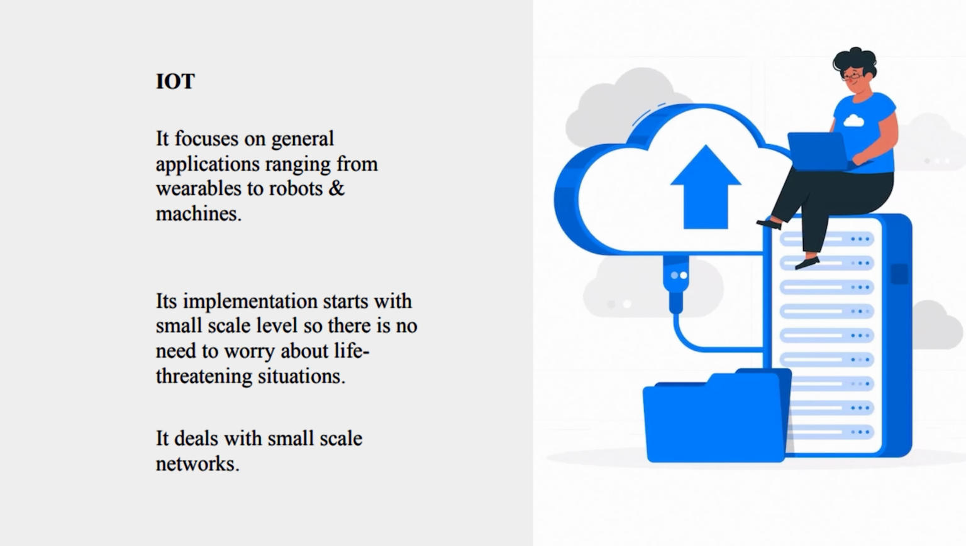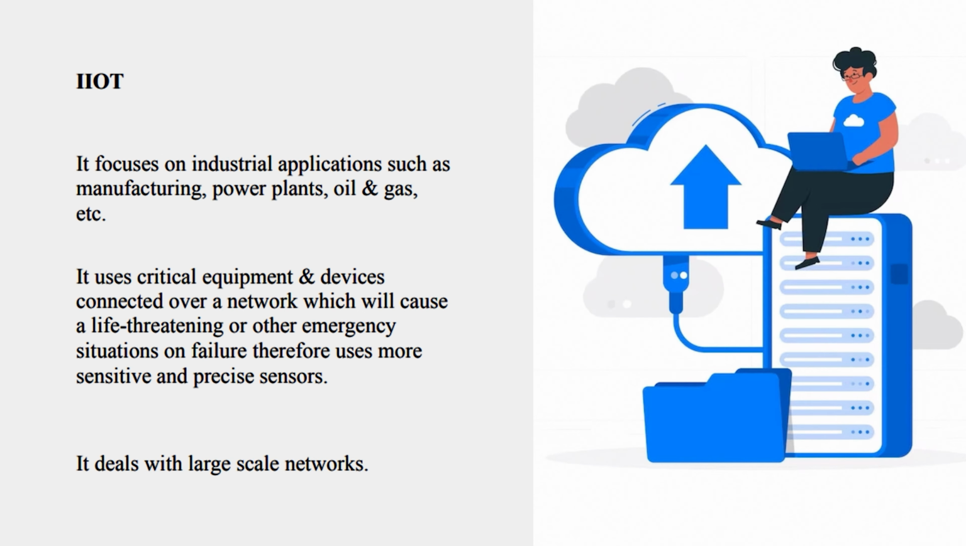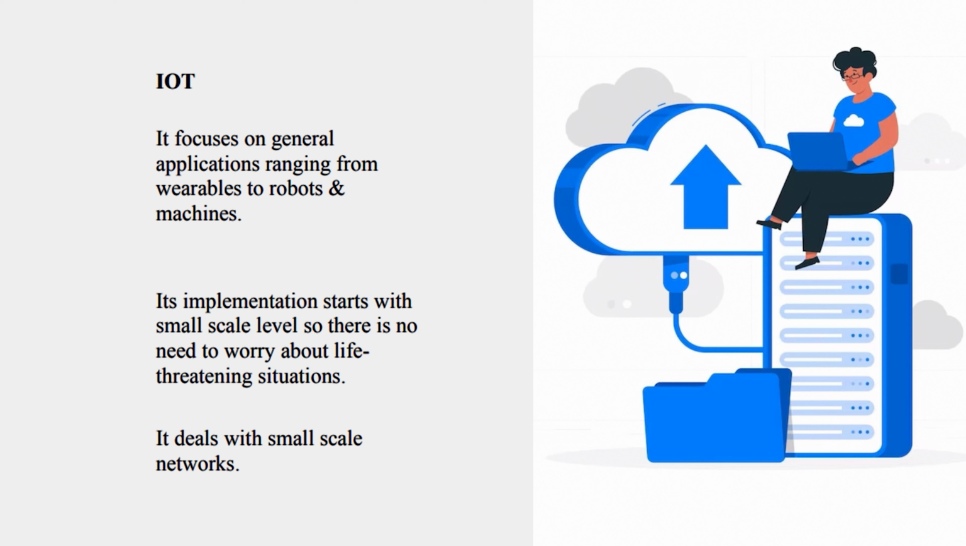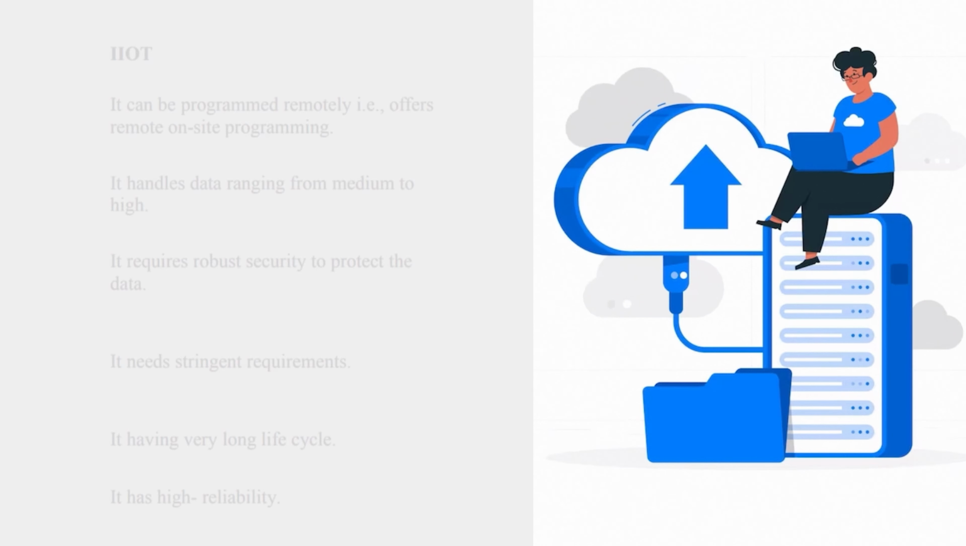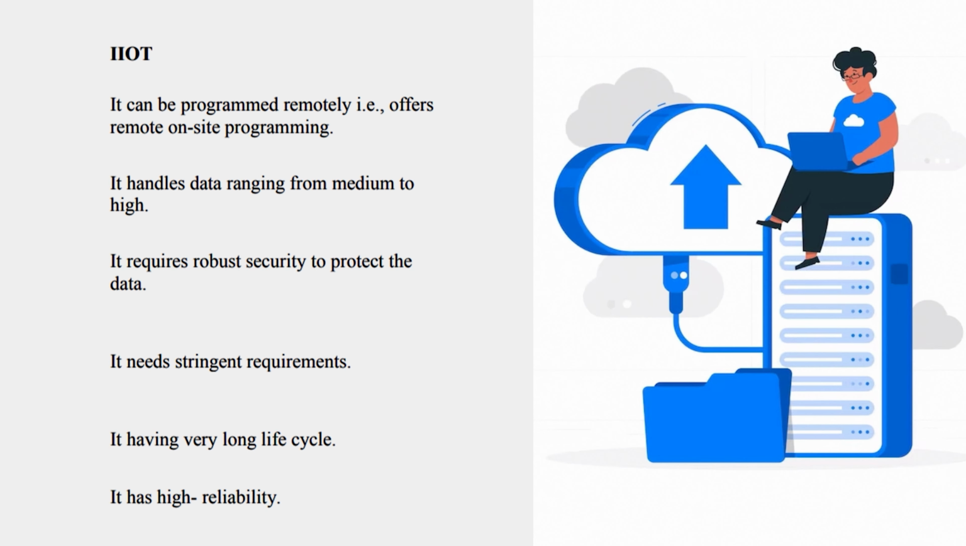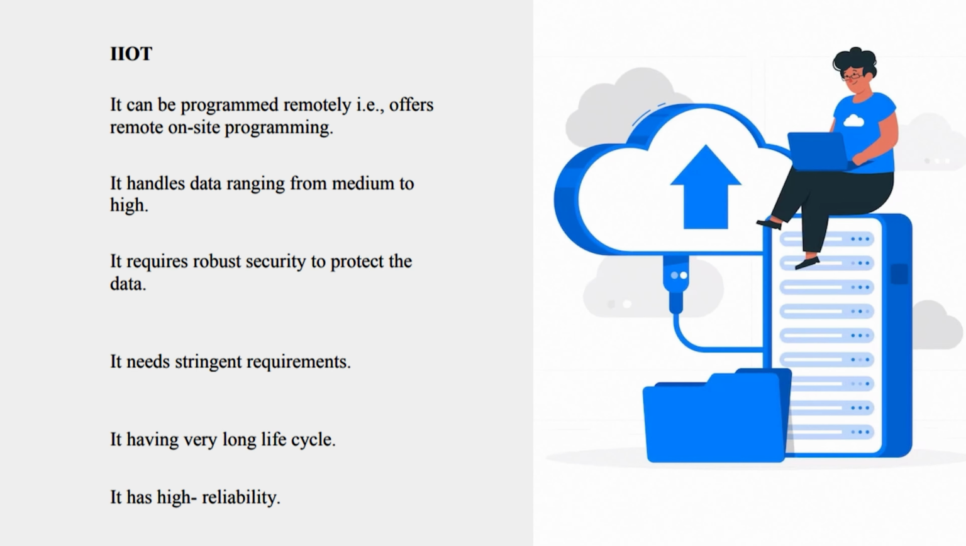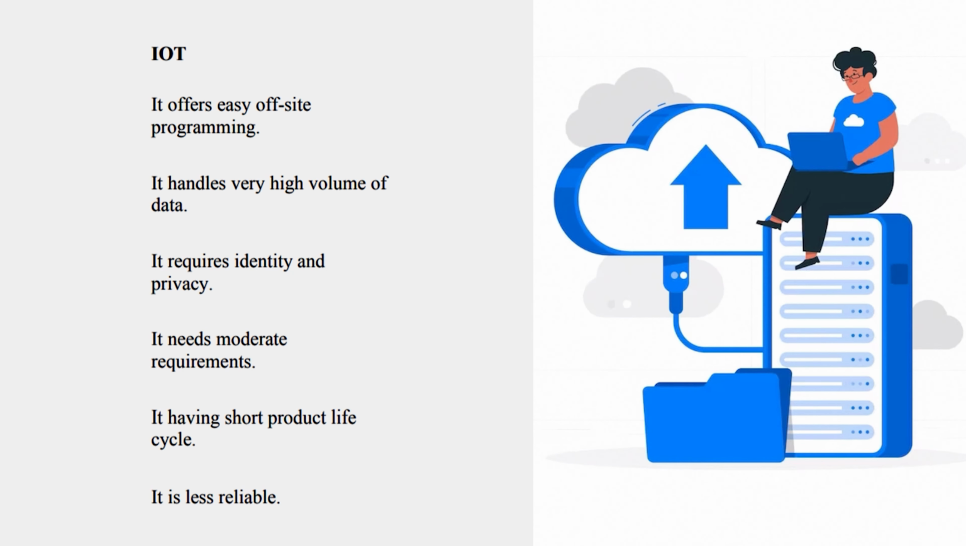But in case of IoT, its implementation starts at a small scale level, so there is no need to worry about life-threatening situations. IIoT deals with large scale networks, whereas IoT deals with small scale networks. IIoT can be programmed remotely and offers remote on-site programming, but IoT offers easy off-site programming. IIoT handles data ranging from medium to high. IoT handles very high volume of data.